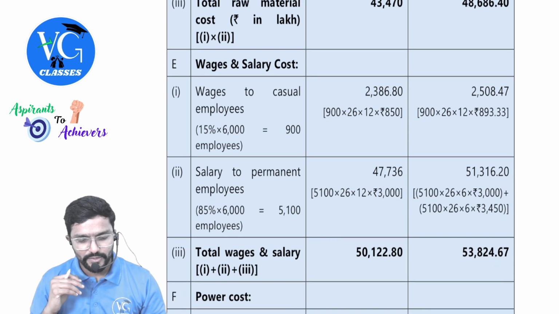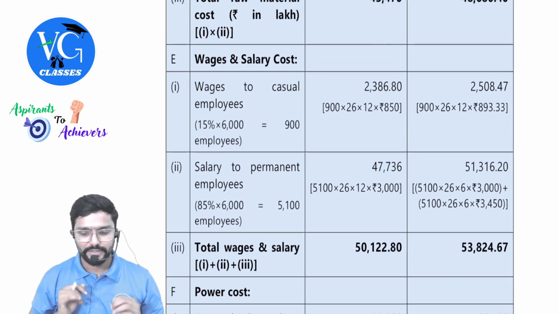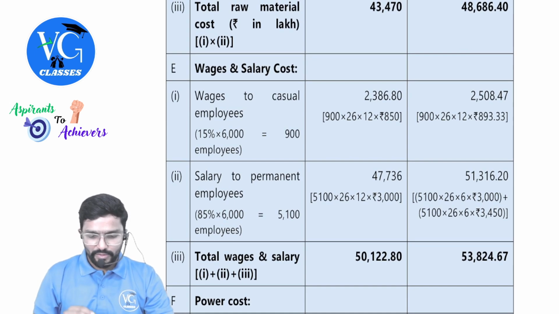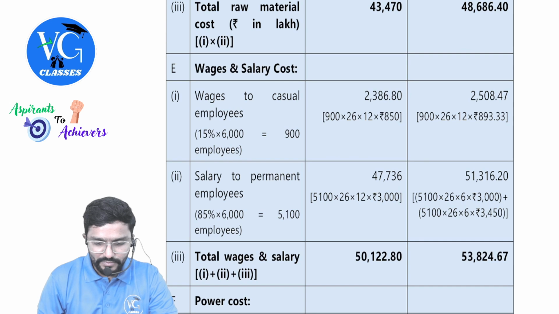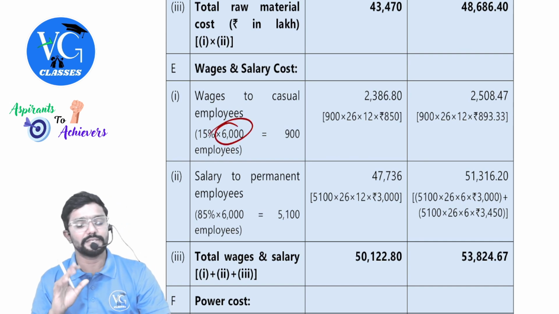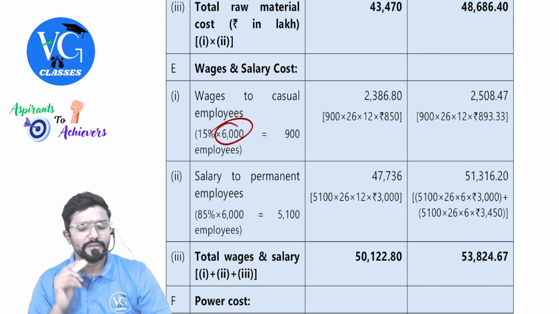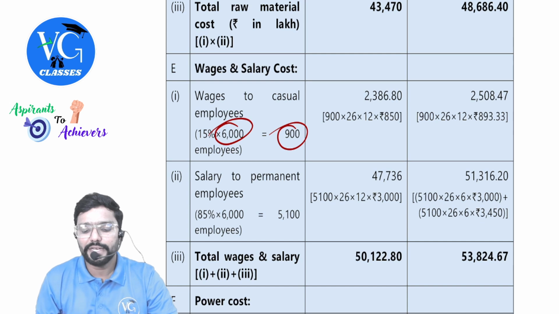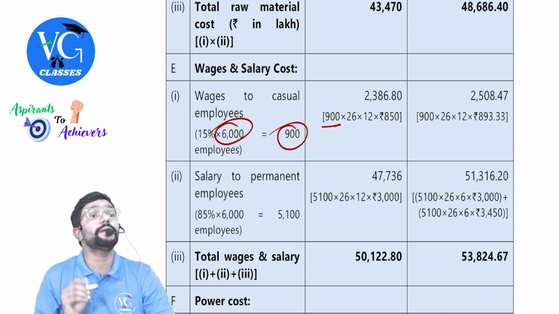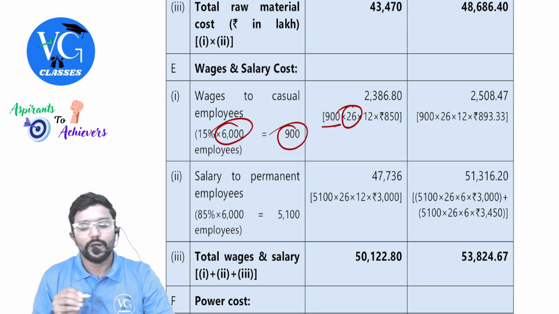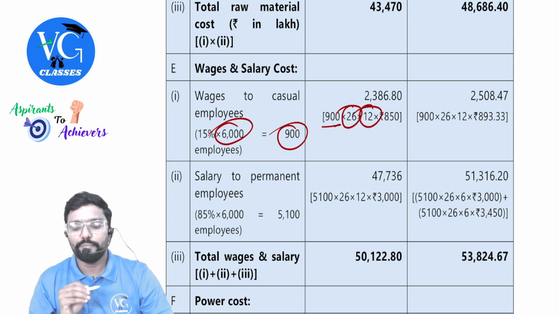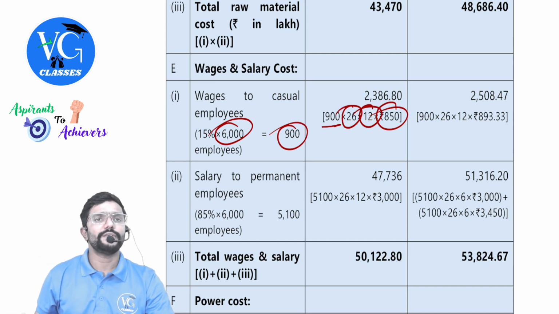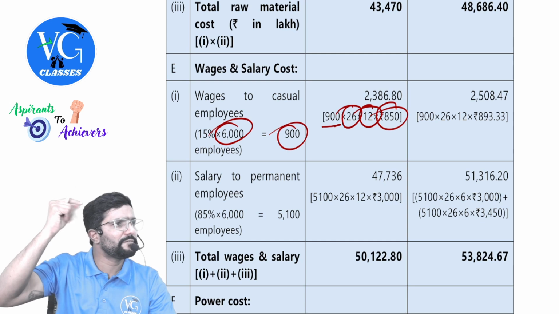Wages and salary cost. Wages to casual employees. Quite important. How many employees are there? 6,000. In that 85% is permanent. So 15% is casual. How much? 900. For 900 workers, how many days they will work in a month? 26 days. How many months in a year? 12. Per day, how much is the payment for them? 850. Hope you guys got it. Per day 850. Please be careful.